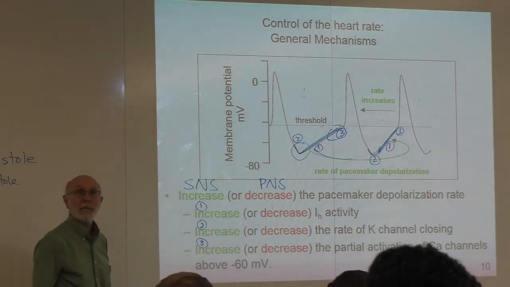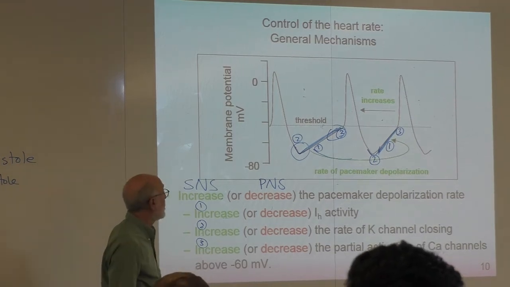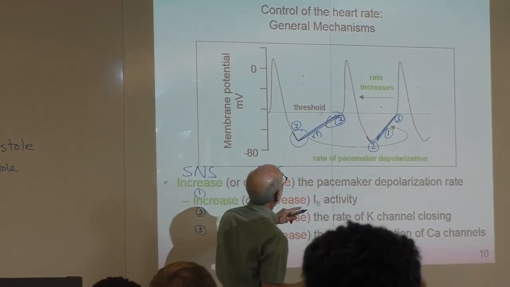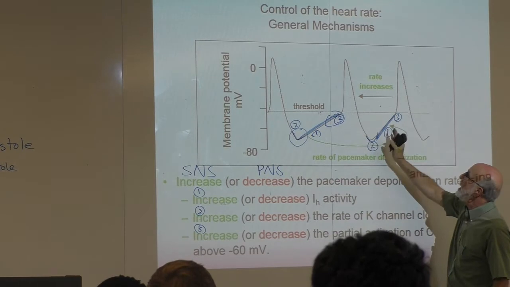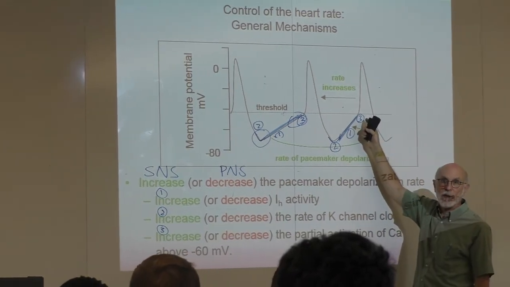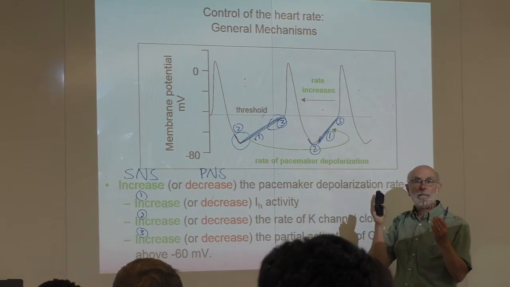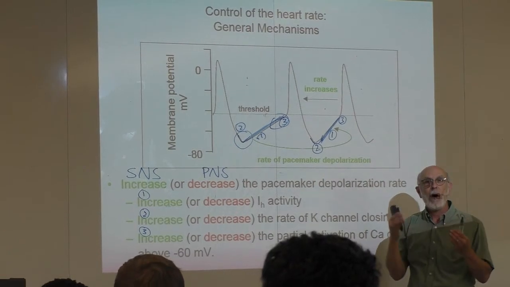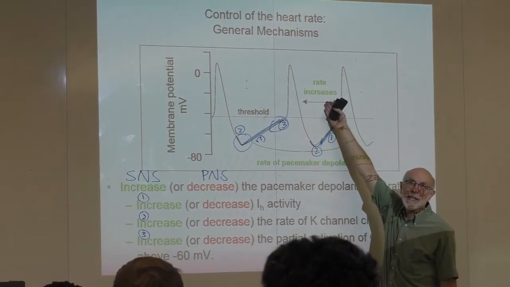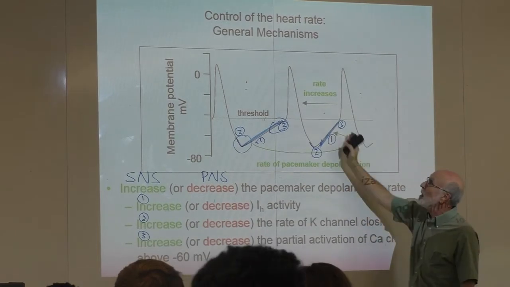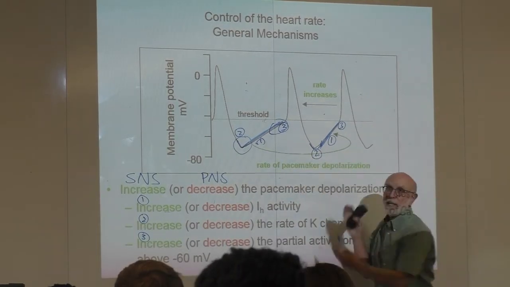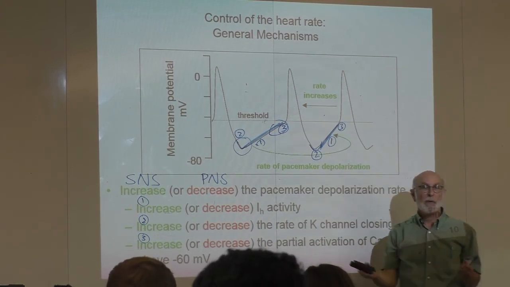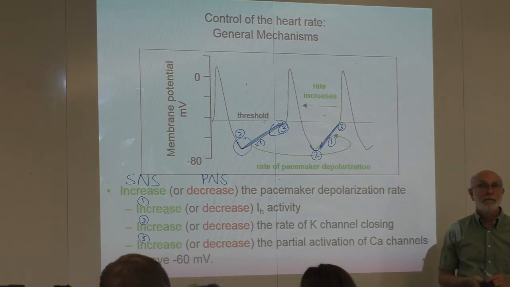Okay, yes? So the arrow is pointing in the right direction, rate increases. This green arrow here, the one above. Rate increases. Okay, so the idea here is that anything that brings us to threshold faster increases the frequency, which is increasing the heart rate. This is the heart rate, right? So anything that brings us to threshold faster decreases the interval, increases the frequency, which is increasing the rate, the heart rate. Does that make sense?